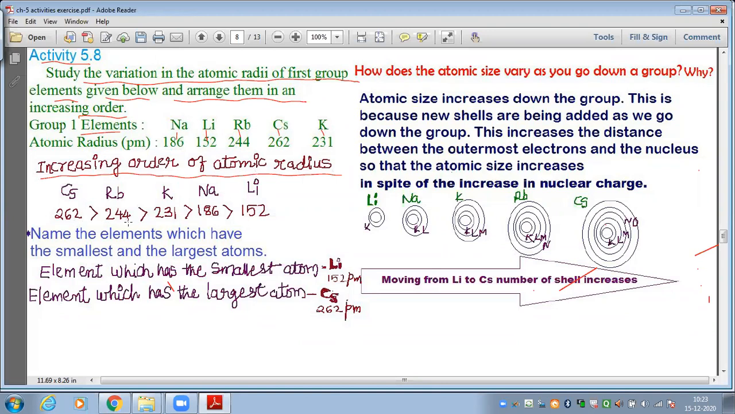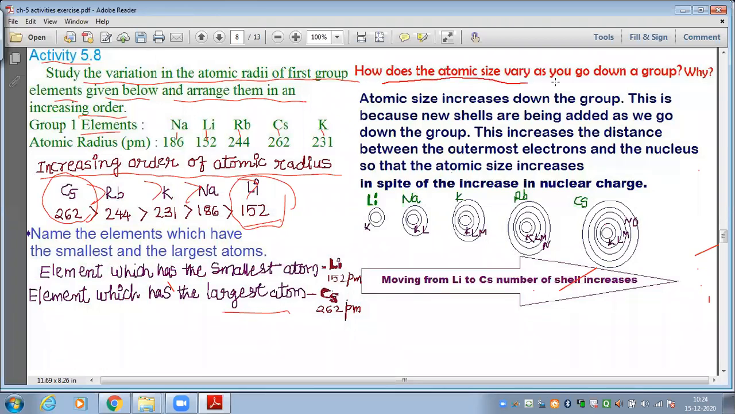So 262 is greater than 244 is greater than 231 is greater than 186 is greater than 152. So we can say that the atomic radius of cesium is greater than rubidium is greater than potassium is greater than sodium is greater than lithium. So when you go down the group from lithium to cesium, the atomic radius is increasing. Name the element which has the smallest and the largest atom. You can see here that lithium, my dear students, with the 152 picometer atomic radius is the smallest one, and cesium with the 262 picometer radius is the largest atom.